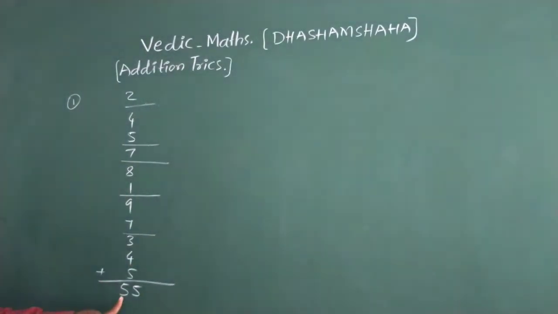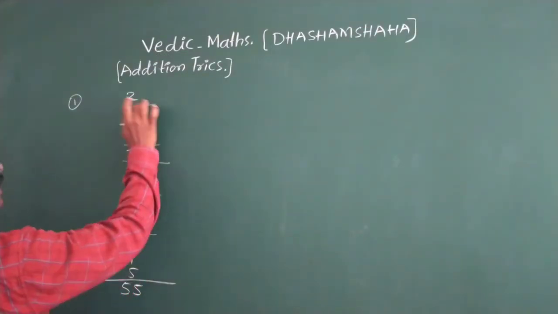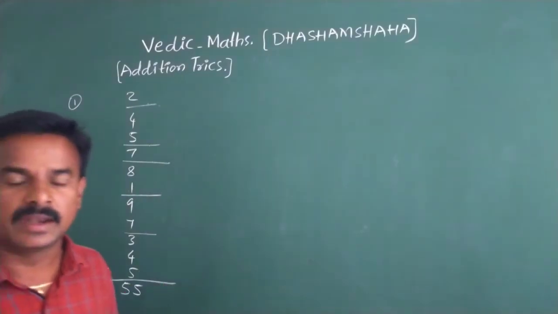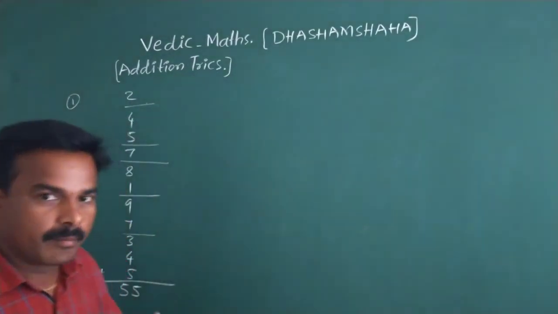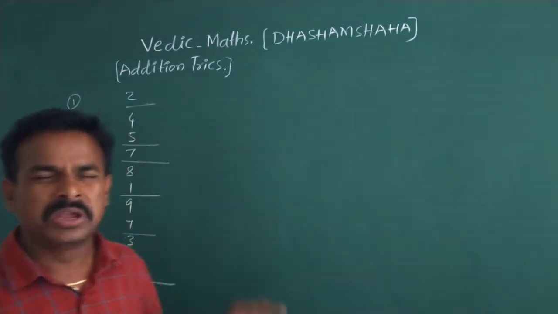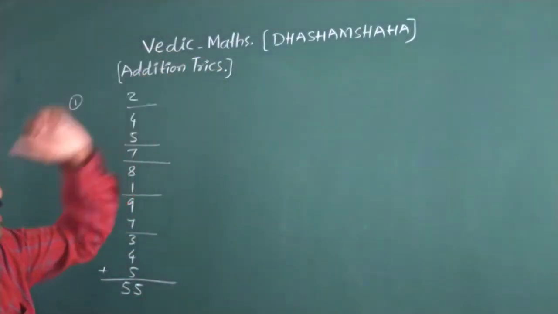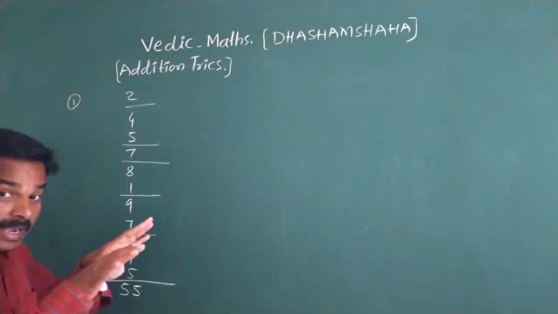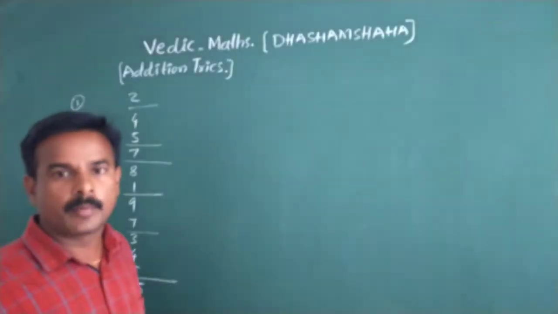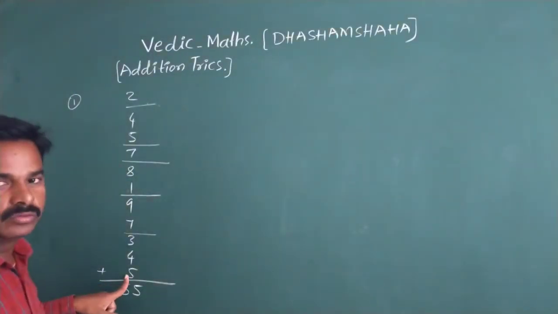In the tens place you write 5. Listen again. We can do this addition by taking 20 or more numbers, 50 numbers also. Very easy. How can we do it? By using this Dasham Shaha, that means by dropping 10.